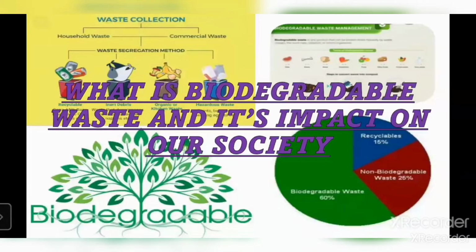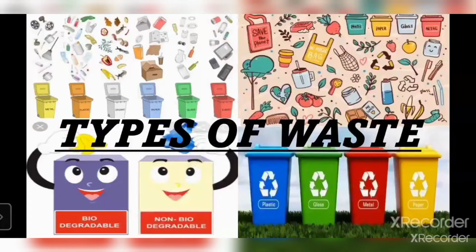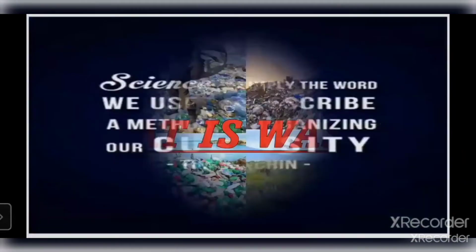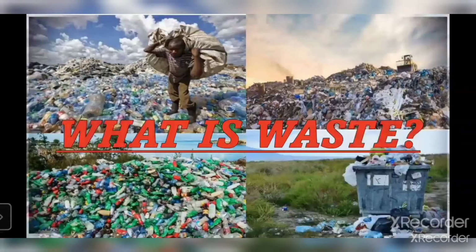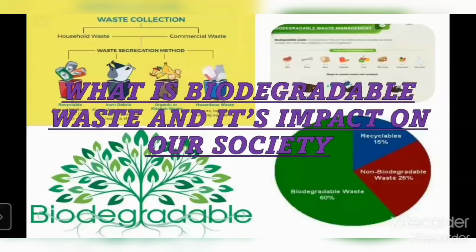The waste material which can be broken down into non-poisonous form in the course of time by the action of microorganisms like certain bacteria is called biodegradable waste. A biodegradable waste decays naturally and becomes harmless after some time. Cattle dung and compost are common examples of biodegradable waste.